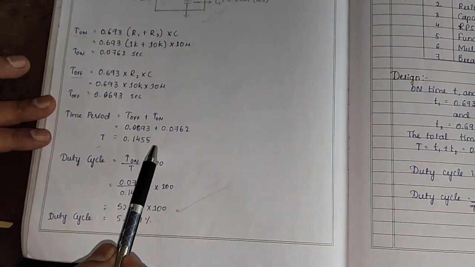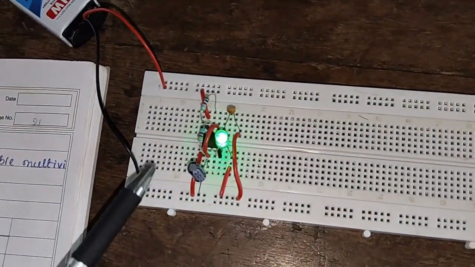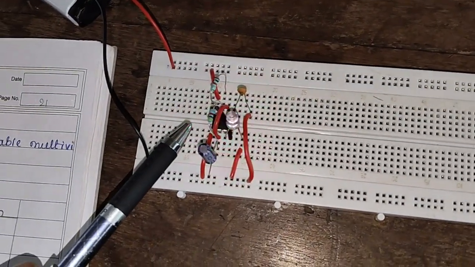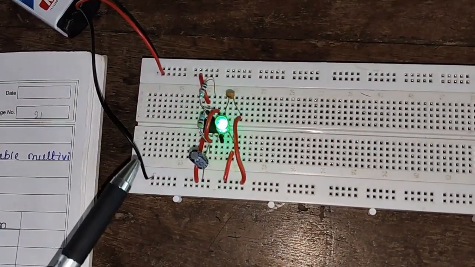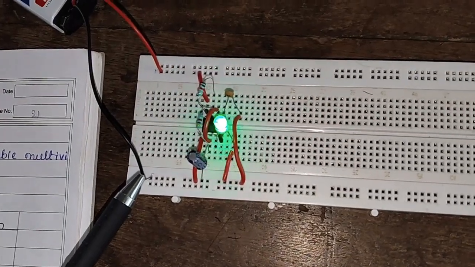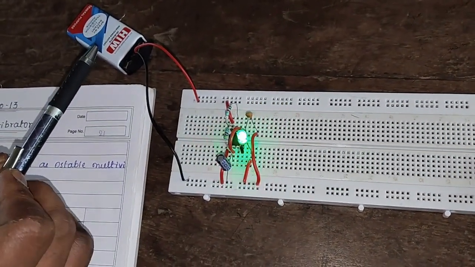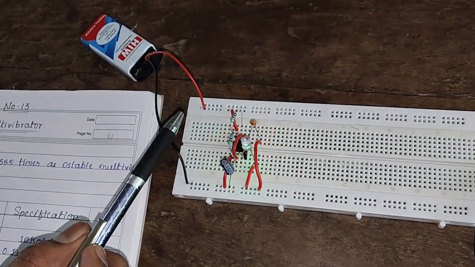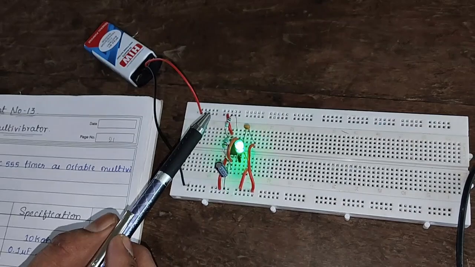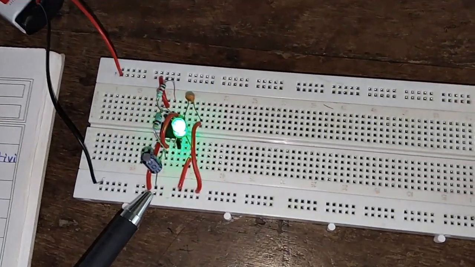Now, let's do this practically. Here on the breadboard, we can see that the 555 timer IC is connected. At pins 4 and 8, instead of a regulated power supply, we have connected a 9 volt battery. This is for the sake of convenience. Instead of a battery, you can also connect a regulated power supply. The resistors R1, R2 and a capacitor of 10 microfarad are connected.